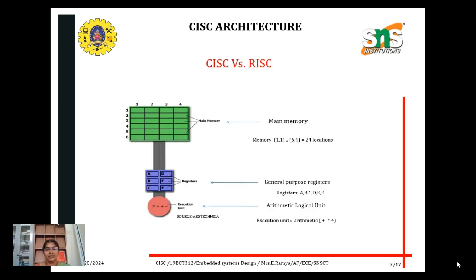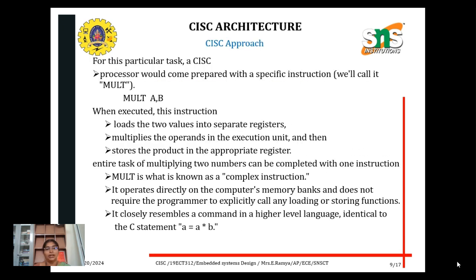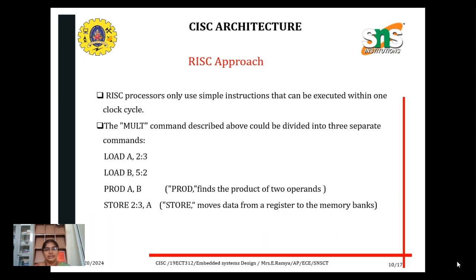In this diagram, we can see the difference between CISC and RISC. For this particular task, a CISC processor would come prepared with a specific instruction. It is called a multiplication of A and B. When executing this, in the RISC approach, a RISC processor only uses simple instructions that can be executed in one clock cycle.